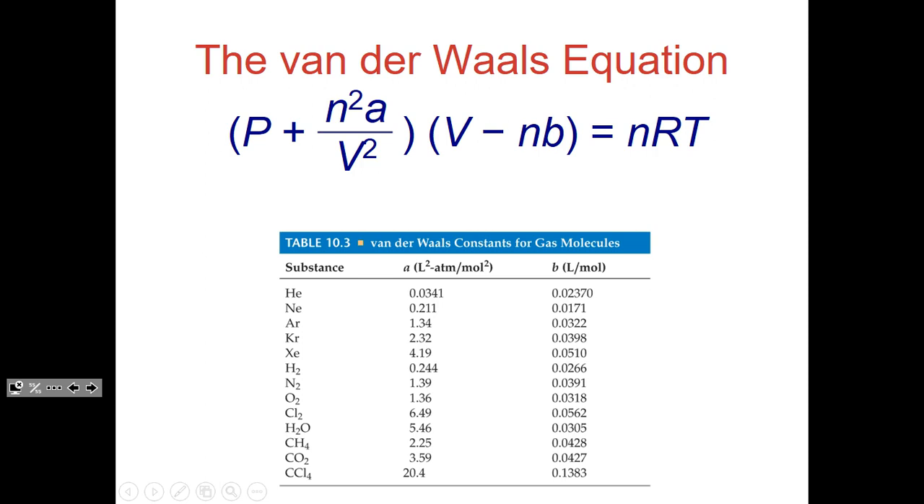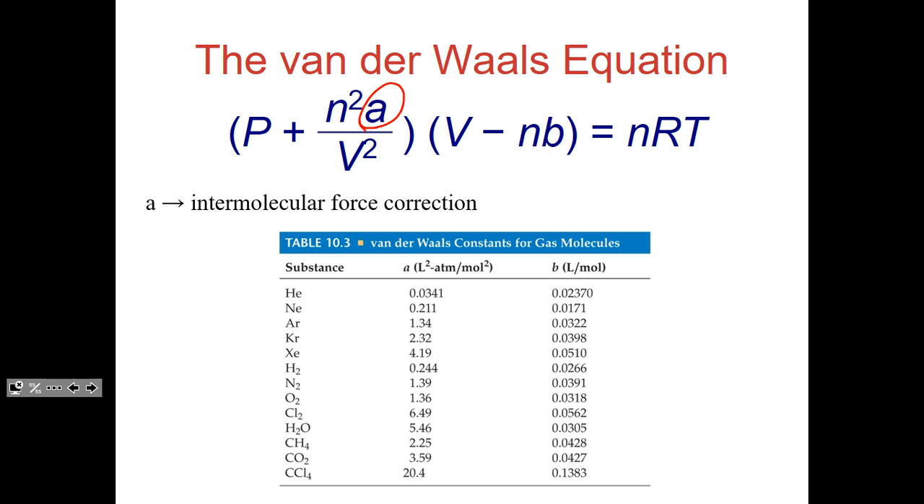And this is his equation for basically correcting pressure. Notice this is generally in a P times V equals nRT form, but we're correcting the pressure and we're correcting the volume for gases under specific conditions based upon the gas to make it a more accurate prediction.